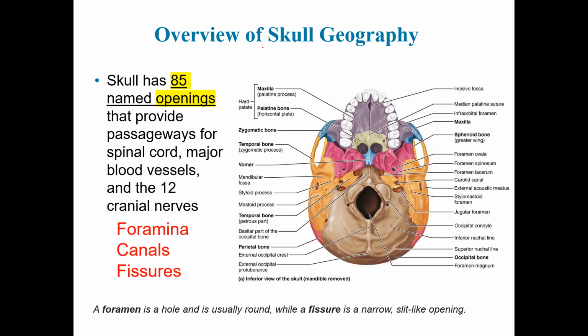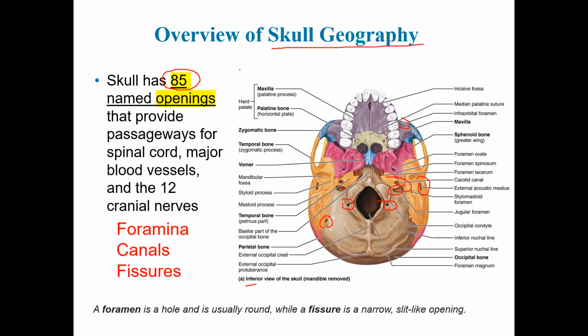So when we look at skull geography, we can rotate the skull, of course, and take different views. This is an inferior view of the skull. We can recognize many openings. Look at these openings here. Some are oval shaped, some are round shaped. Some others look more like a longer shape. And so totally we can actually count and name 85 openings on the skull.